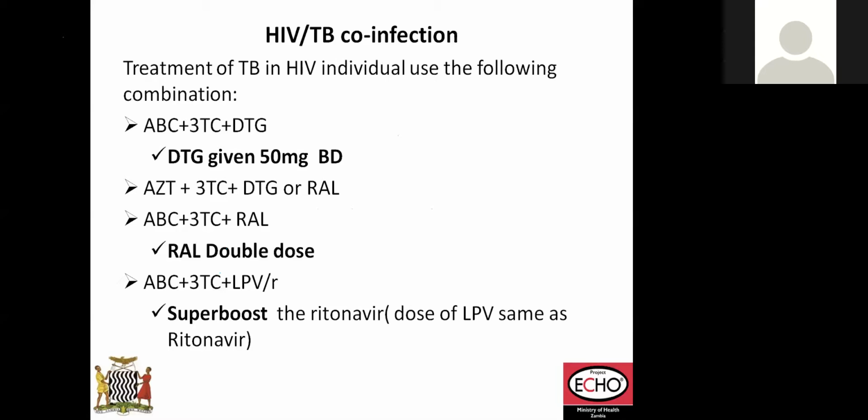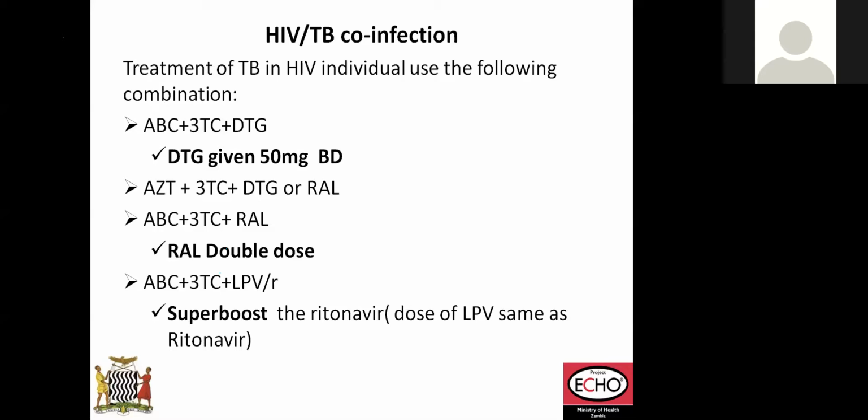In terms of treatment, that was Tenofovir, but when it comes to HIV and TB co-infection, the treatment of TB in HIV individuals can use the following drugs listed: Abacavir, Lamivudine, and Dolutegravir. In this case, Dolutegravir will be given twice a day, 50 milligrams twice a day. The other combination is Lamivudine and Dolutegravir, which is acceptable. Then there's also Abacavir, Lamivudine, and Dolutegravir, where the Dolutegravir dose should be doubled.